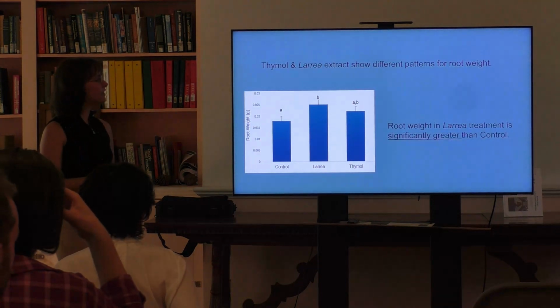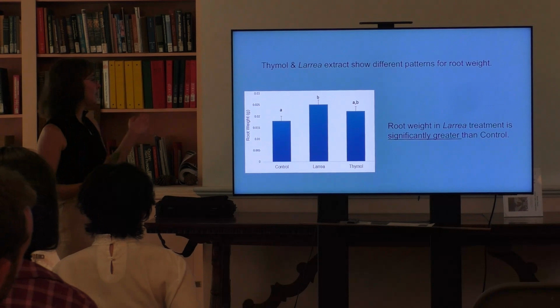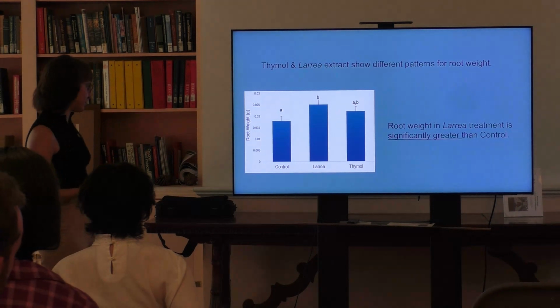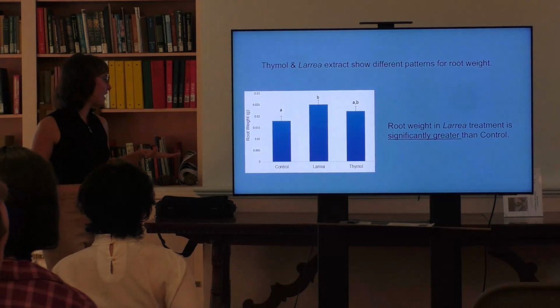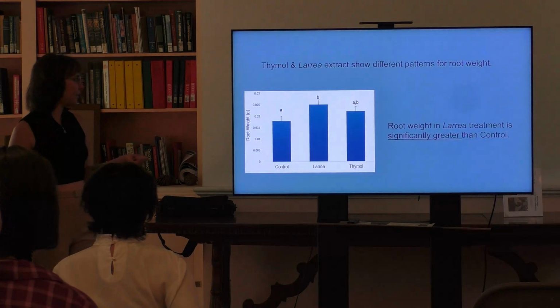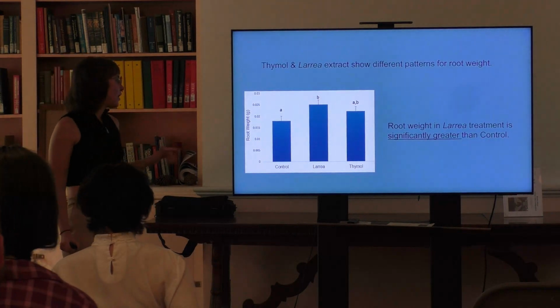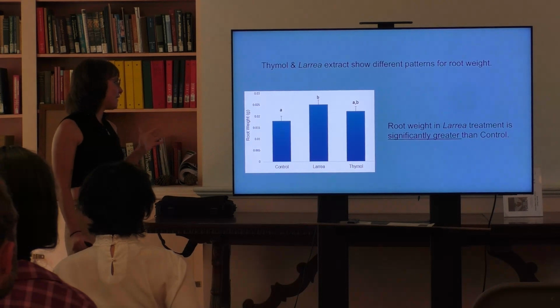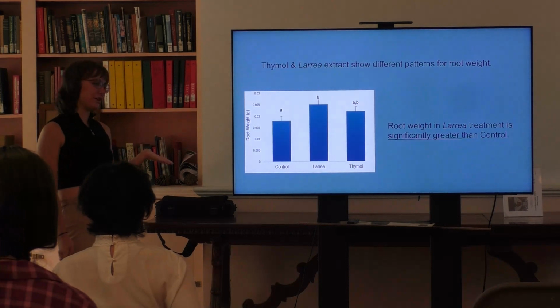Likewise, thymol and malaria extract showed different patterns for root rate. Again, on our y-axis, we have average root rate, and on our x-axis, we have our treatments, control, malaria and thymol. And you can see that the malaria treatment had an average root rate that was significantly greater than control.